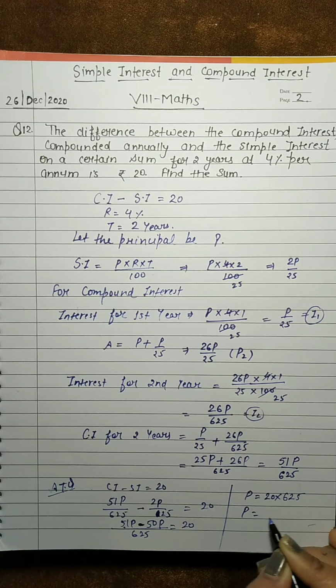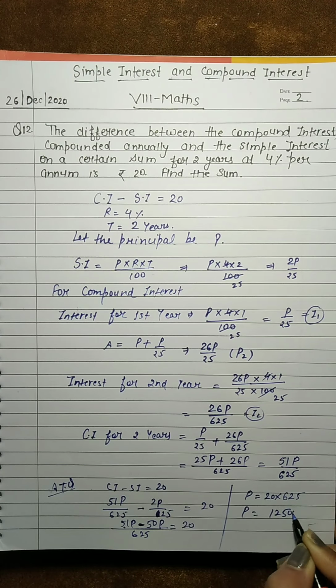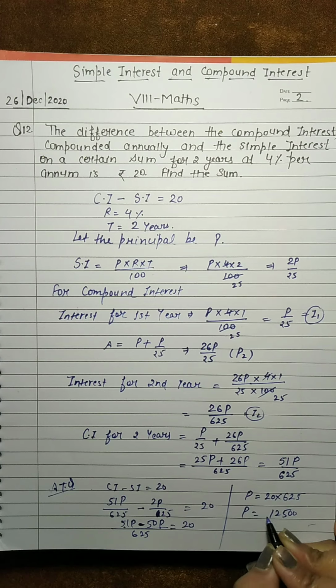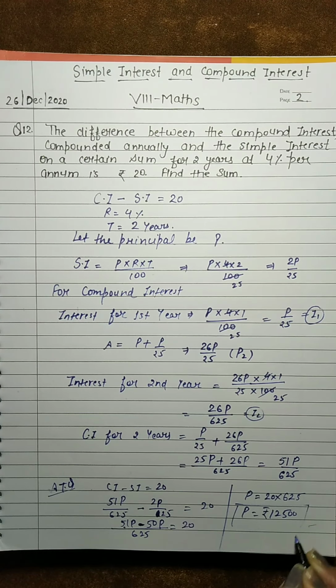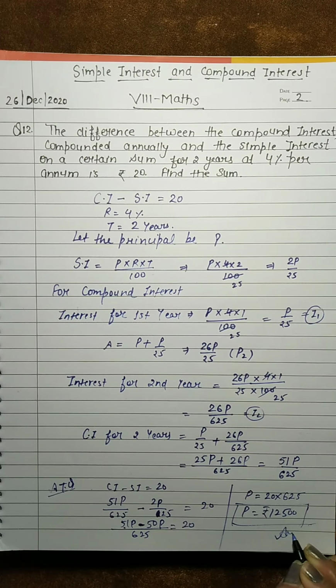So that means P is here 12,500 rupees. Okay, so that is the principal here. Okay student, that means that is the sum of money.